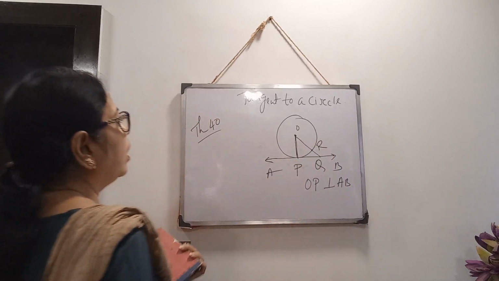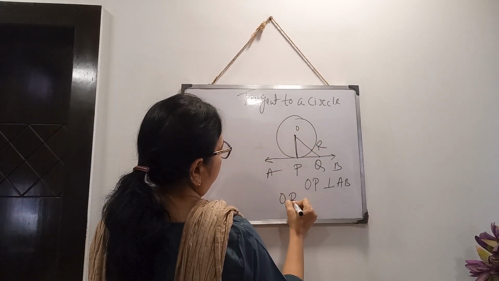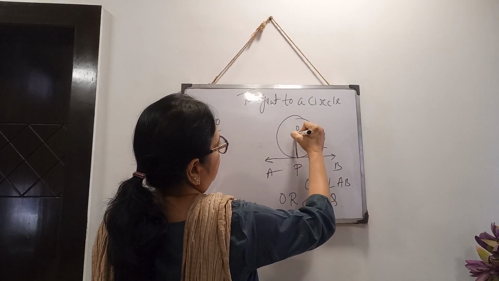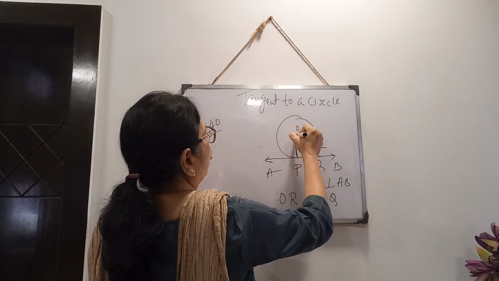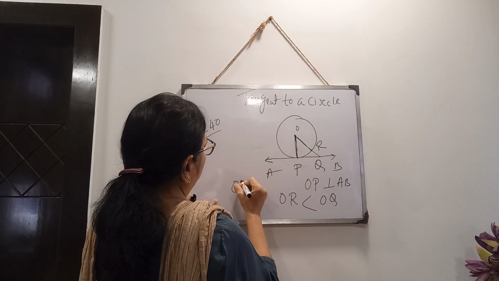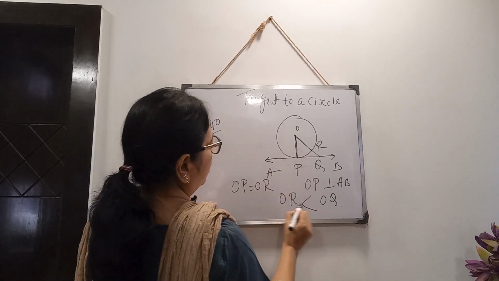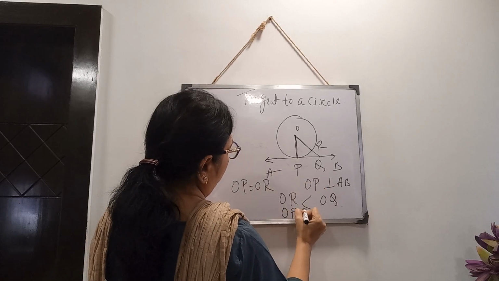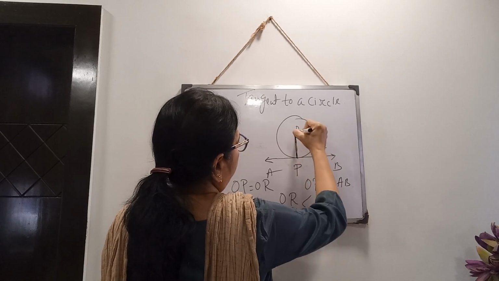Clear? Now obviously OR is less than OQ. From the diagram it is clear that OR is less than OQ. And OP and OR are both radii, so their lengths are equal, we can write OP equals OR. So as OR is less than OQ, obviously OP will be less than OQ. Clear? OP is less than OQ.